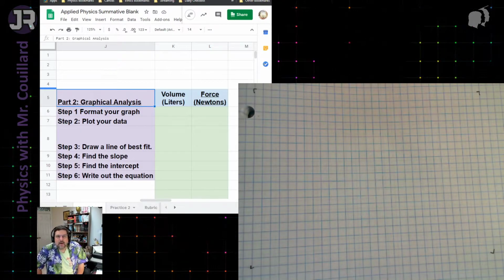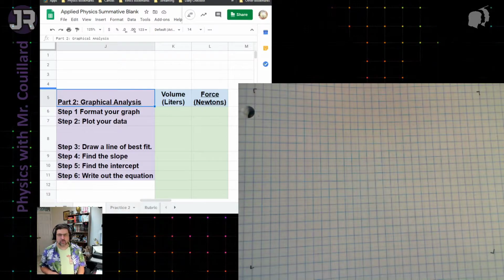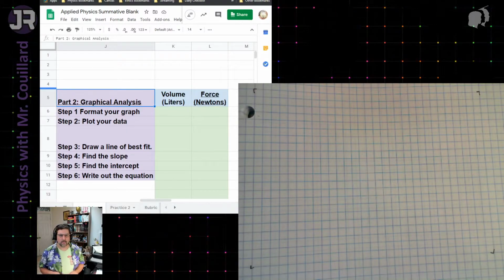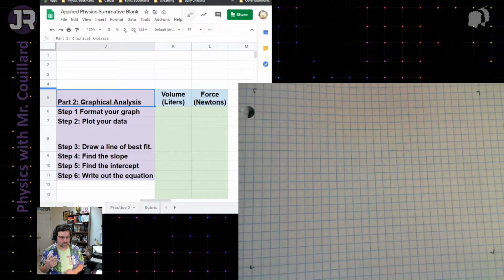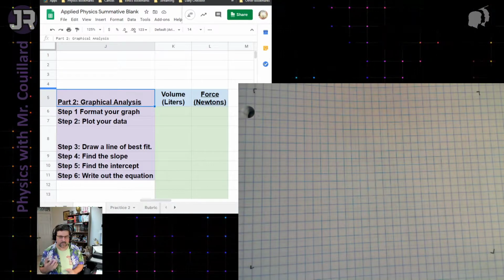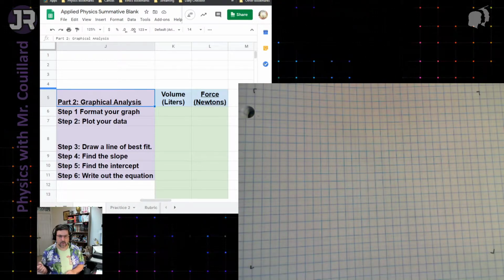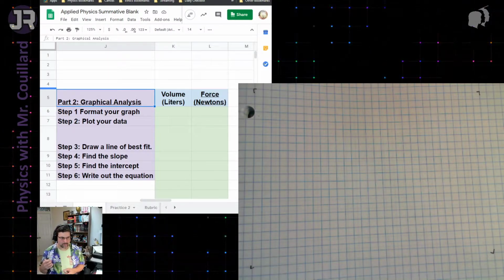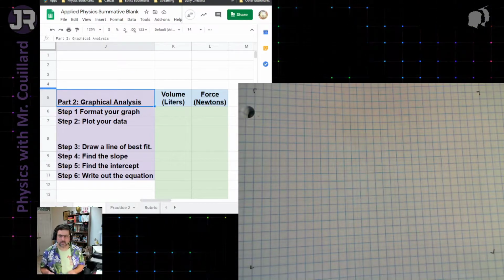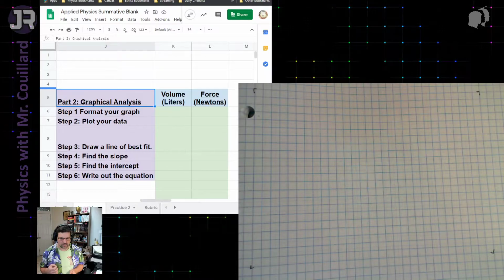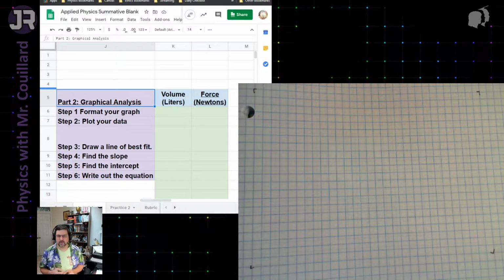All right, everybody. Mr. Couillard here with part two of the Bucket Lab Summative walkthrough. Last time in part one, we looked at the simulation, how to use the Bucket Lab to collect data, and then set up your spreadsheet and format your independent variable and your dependent variable, do your calculations with your unit conversions, and find the average values.